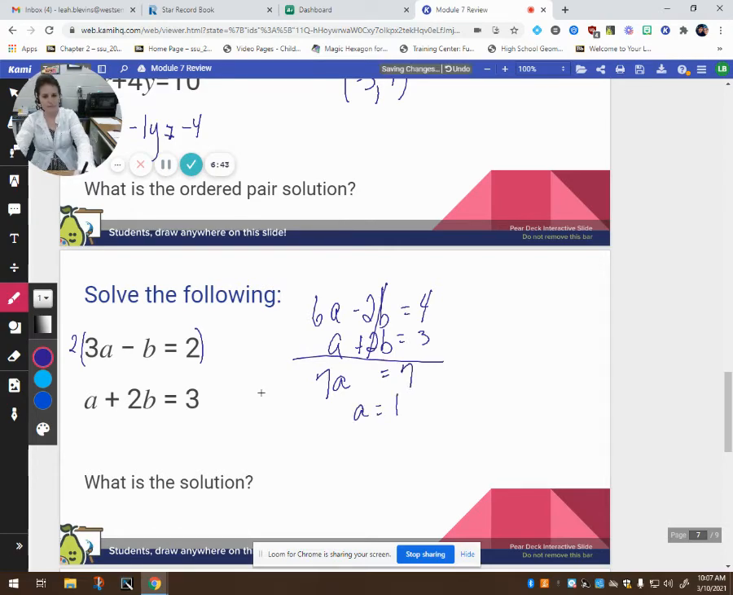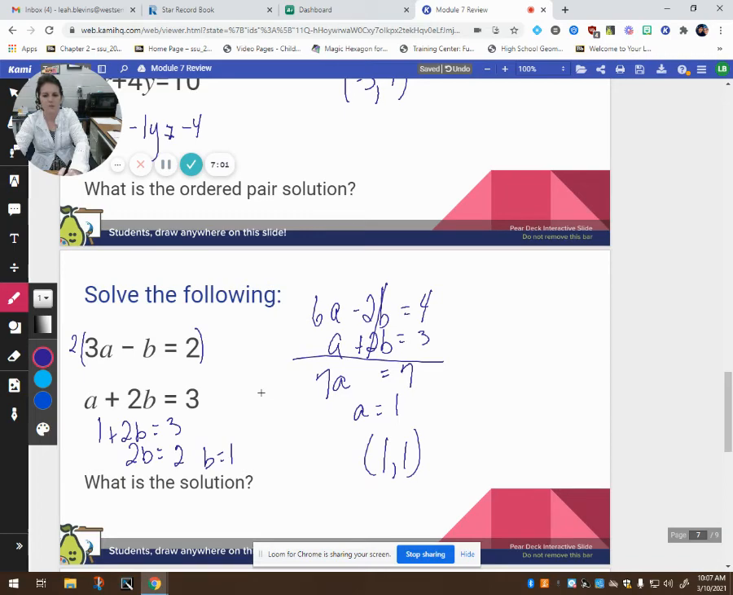7 times 1 is 7. Now we can find what b is. I'm just going to use the bottom equation. 1 plus 2b equals 3. Subtract 1. 2b equals 2. So clearly b also equals 1. So my ordered pair solution is 1, 1.